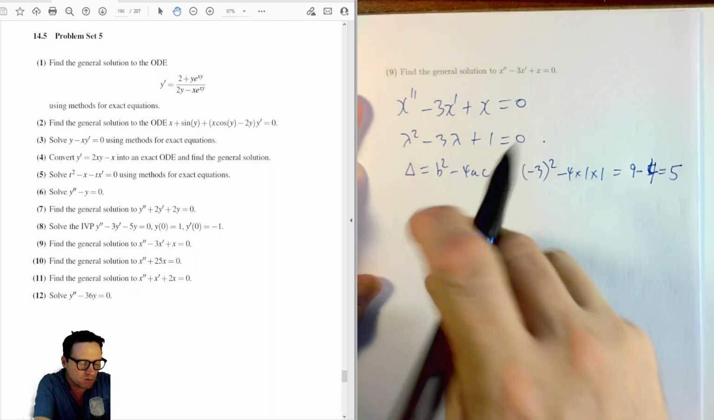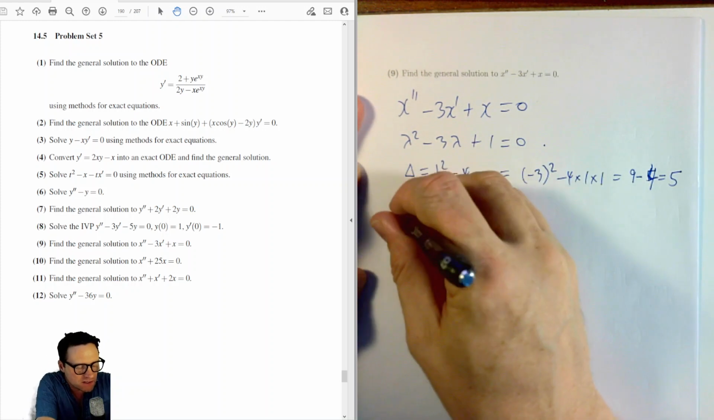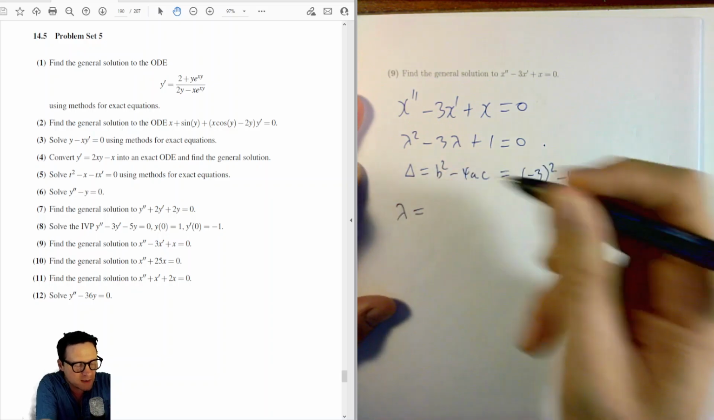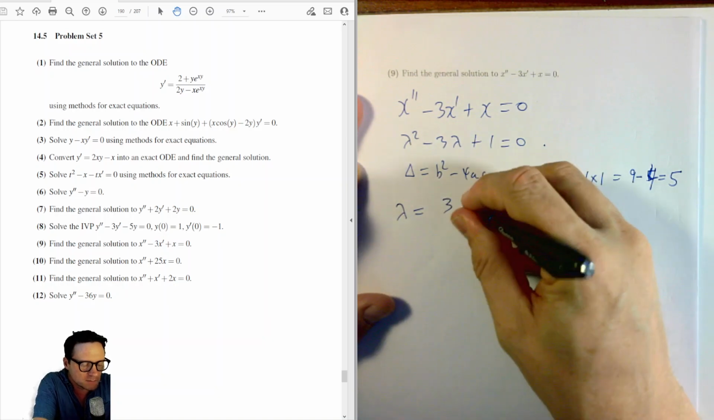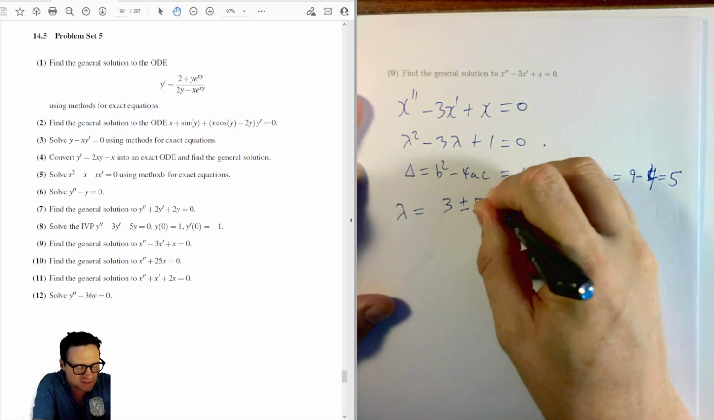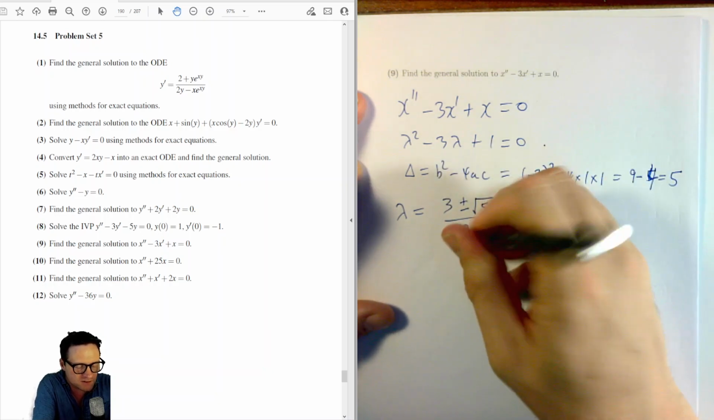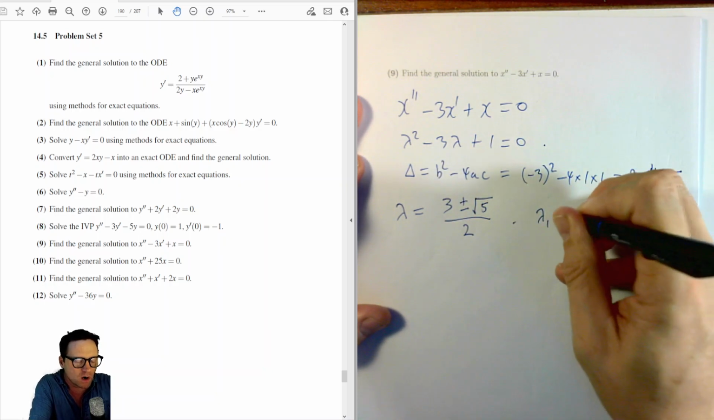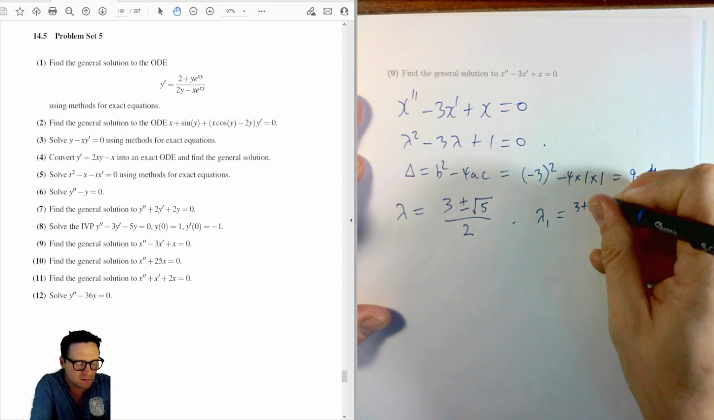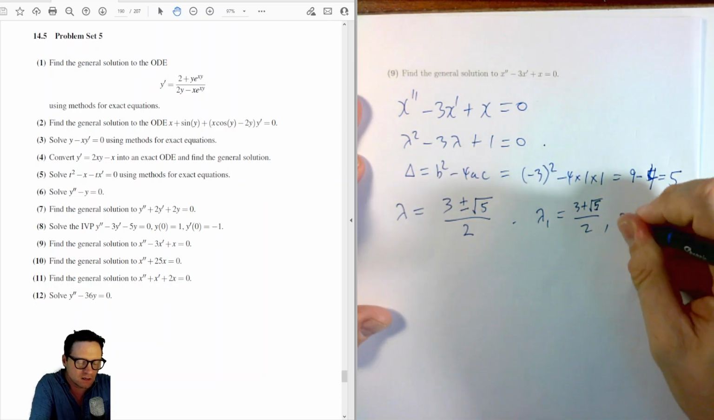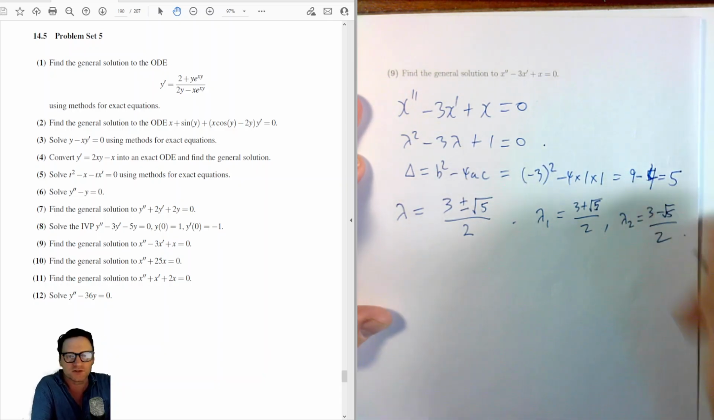All right, so we're going to have our solution in terms of root 5. Using the quadratic formula, we have lambda equals negative b, so that's 3, plus or minus the square root of delta, so root 5, all over 2 times a, so all over 2. And so lambda 1 is 3 plus root 5 all over 2, and lambda 2 is 3 minus root 5 all over 2.